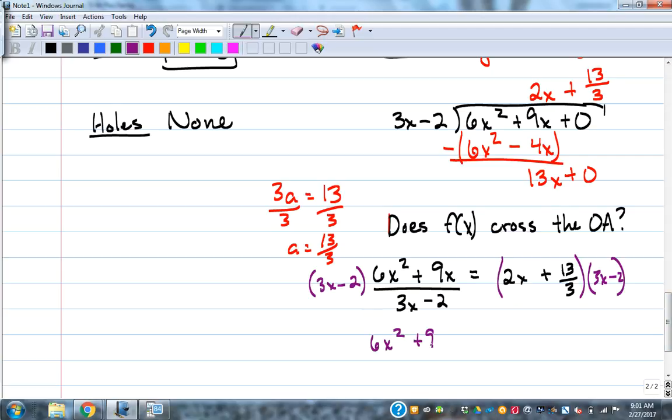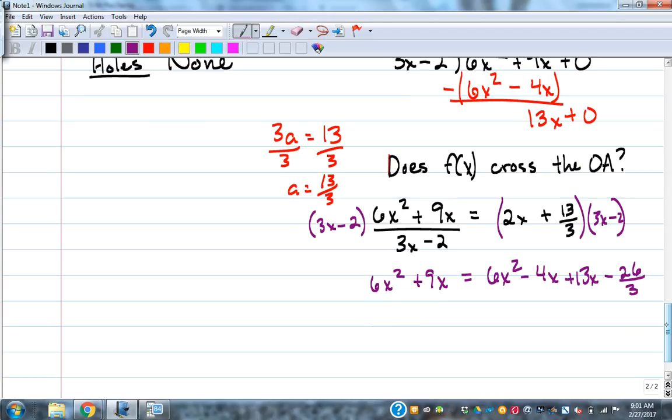That's the easy part. The right side, polynomial method, distributive property, whichever way you want to call that. 2x times 3x is 6x squared. That's a good thing. 2x times negative 2 is negative 4x. 13 over 3 times 3x plus 13x. And then minus 26 over 3. And I'm going to simplify. 6x squared plus 9x minus 26 over 3. And then what's going to cancel out here?